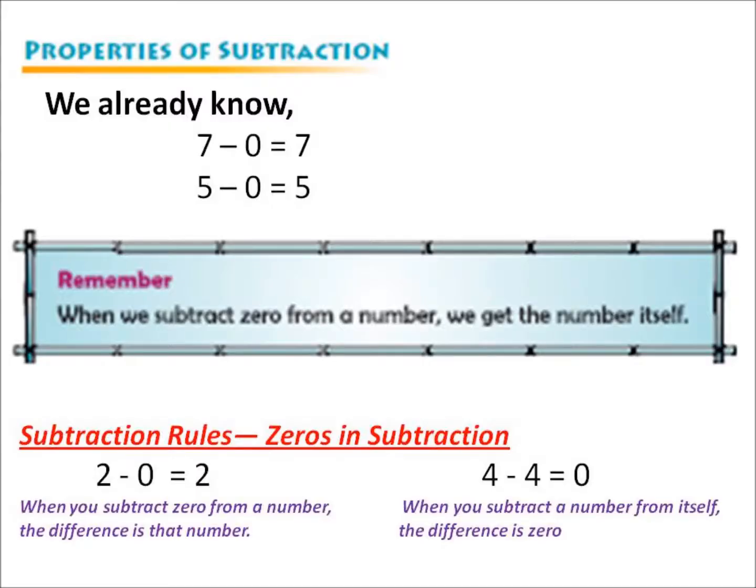Next, properties of subtraction. When we subtract 0 from a number, we get the number itself. If we are subtracting 0 from 7, the answer is the number itself. Subtraction rules, zeros in subtraction. What will happen? You have to see here. When you subtract 0 from a number, the difference is that number. And when you subtract a number from itself, the difference is 0.